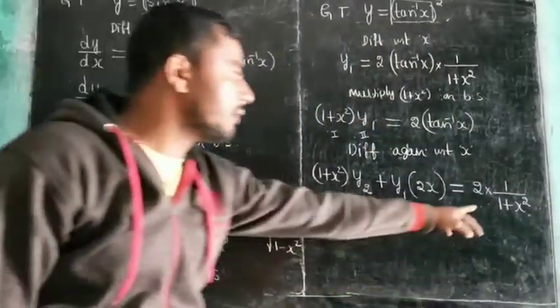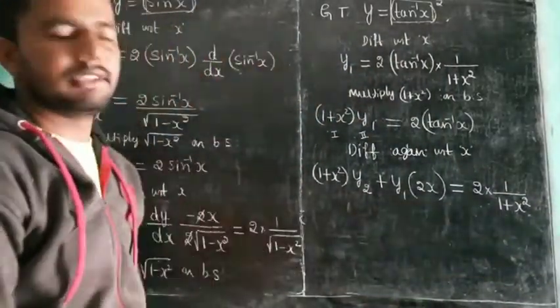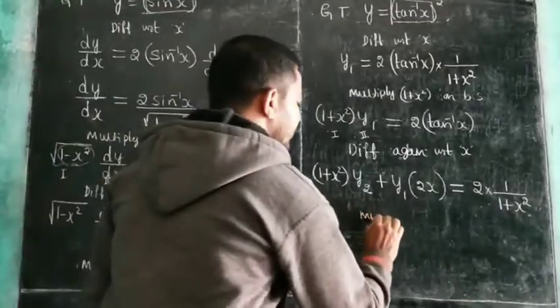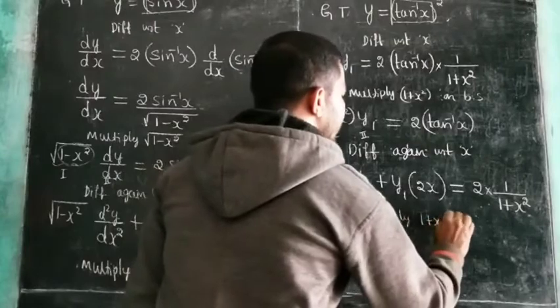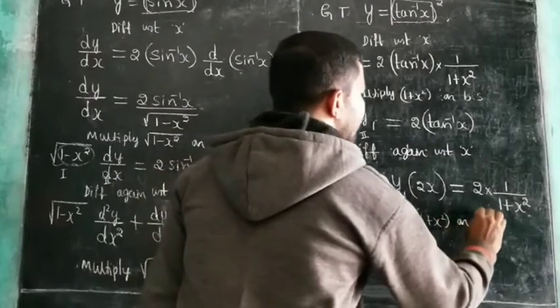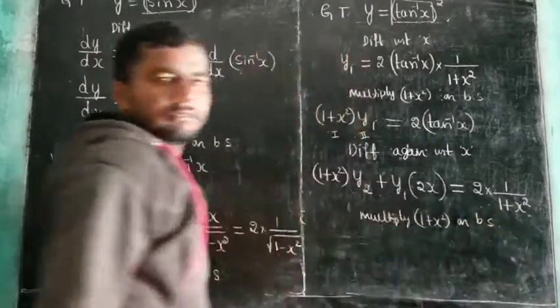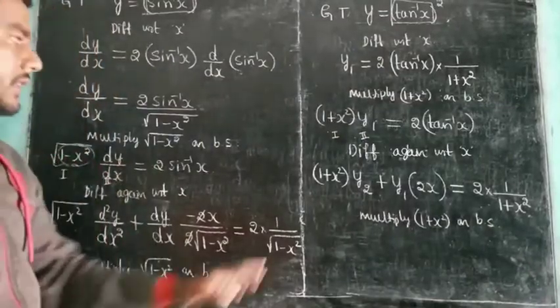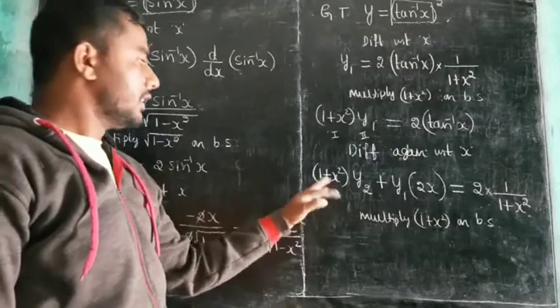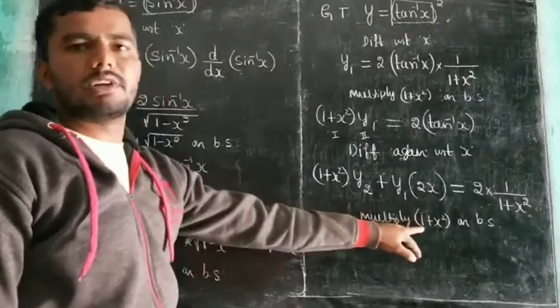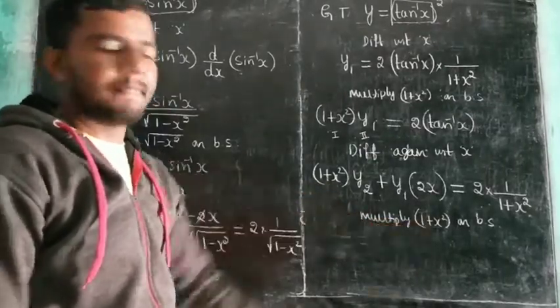Once again, in the denominator we have a 1 plus x square. So multiply 1 plus x square on both sides. Here 1 plus x square is there, and here 1 plus x square is there.